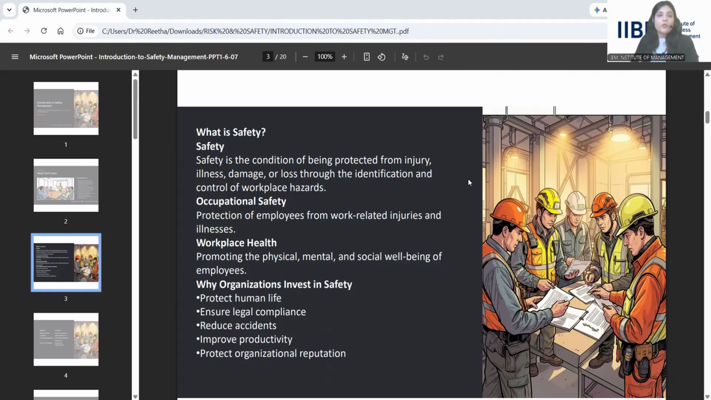So you have seen now what is safety, the different types, occupational safety. We've seen workplace health. We have seen why organizations invest in safety.